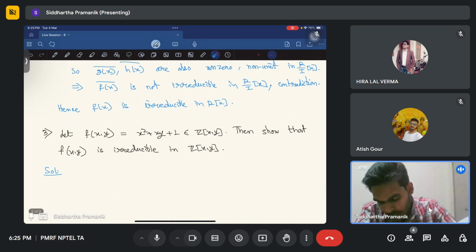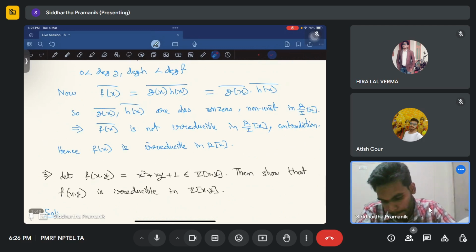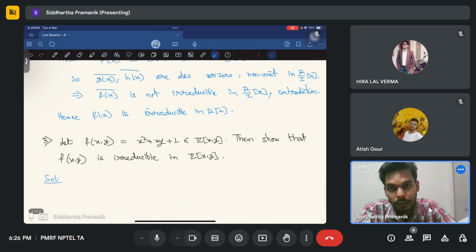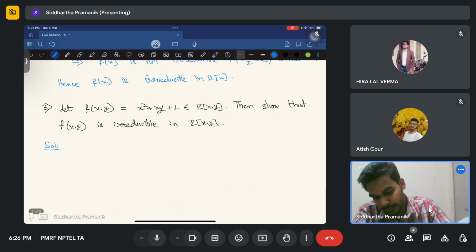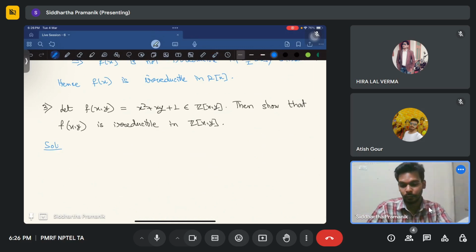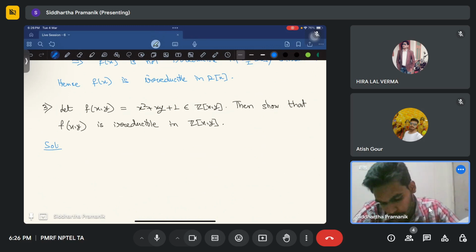So the polynomial is x squared plus xy plus 1. We need to prove that it is irreducible in Z[x, y]. So how to do this? Any idea? Okay, so first of all, we need a polynomial ring in one variable, right?